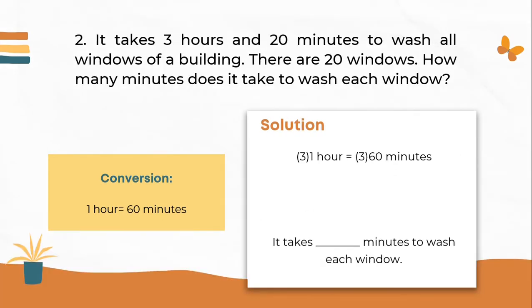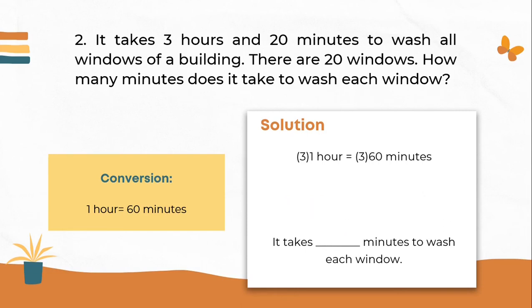Now we go to our second question. It takes 3 hours and 20 minutes to wash the windows of a building. There are 20 windows. How many minutes does it take to wash each window? We will use the same conversion as earlier, 1 hour equals 60 minutes, because we are given hours and we have to know the number of minutes. To get the number of minutes in 3 hours, we will multiply the conversion by 3 on both sides. So we have 3 hours equals 3 times 60 minutes, which is 180 minutes. And because we have a total of 3 hours and 20 minutes, we will add 180 minutes plus 20 to get the total minutes in which all windows were washed. And now we will divide it by 20 windows.